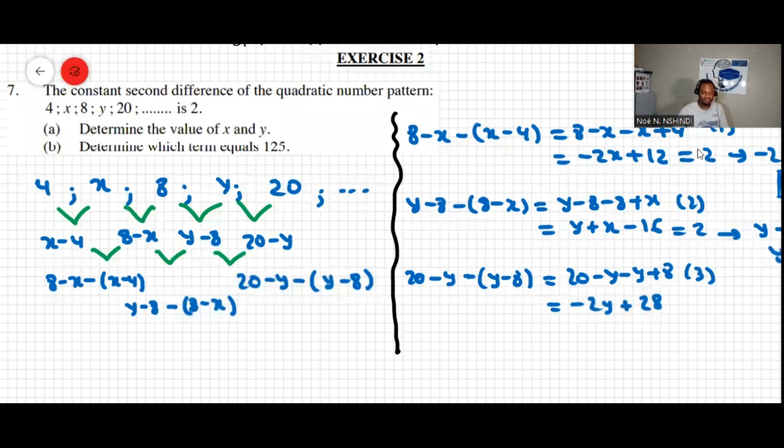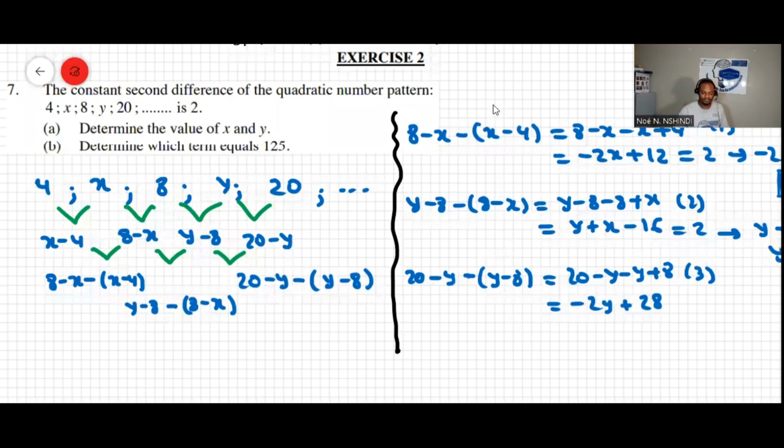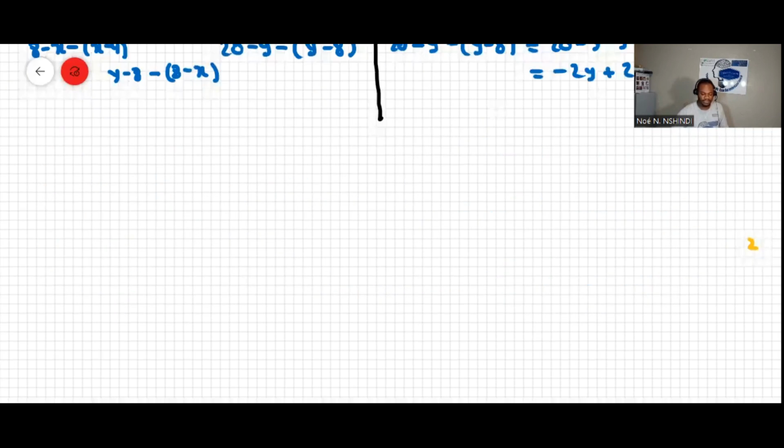Now we can do question B. They say which term equals 125. So it means we're looking for a certain term n such that Tn equals 125. To do that, we first need to find Tn.